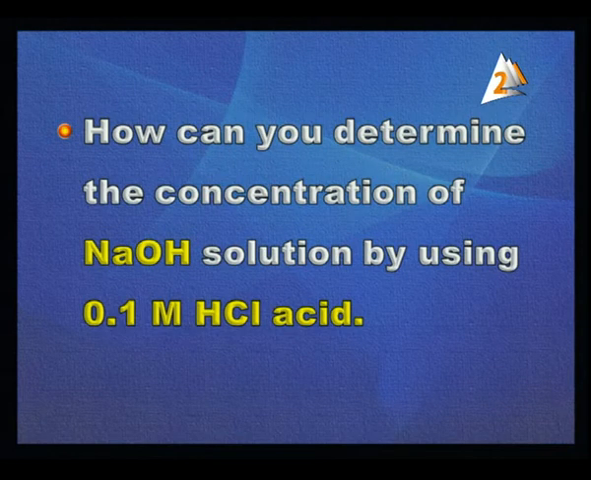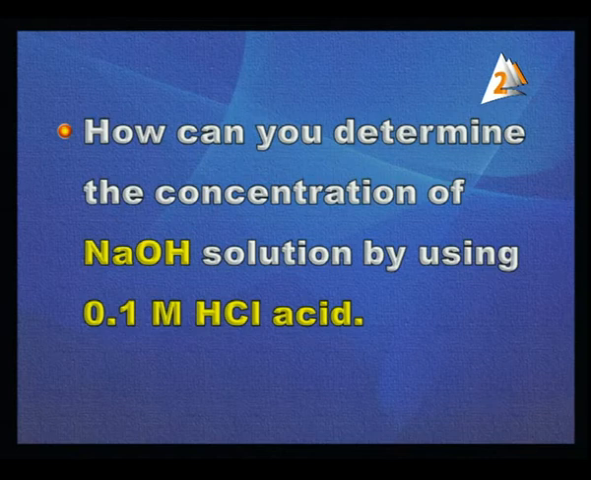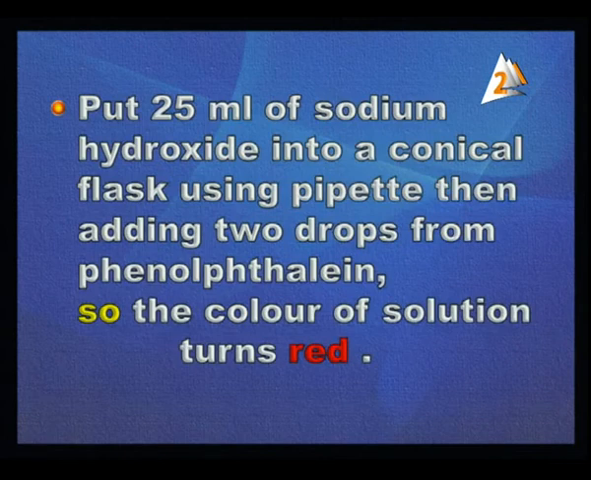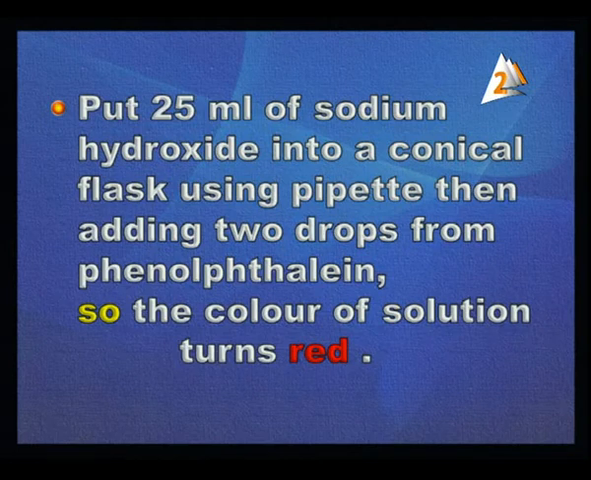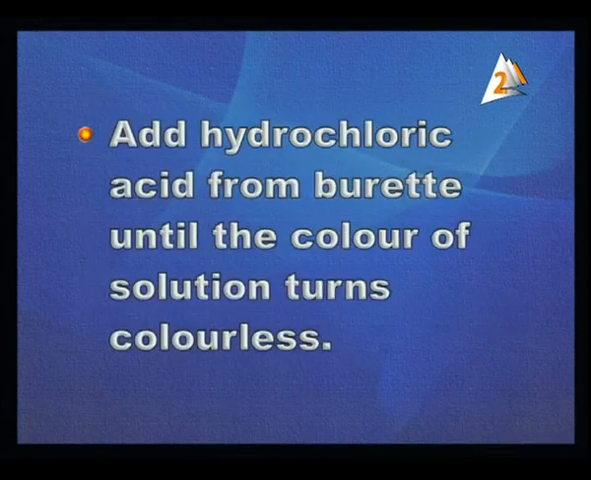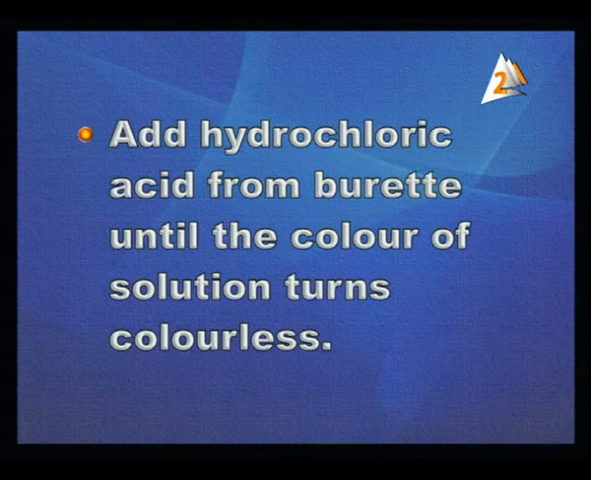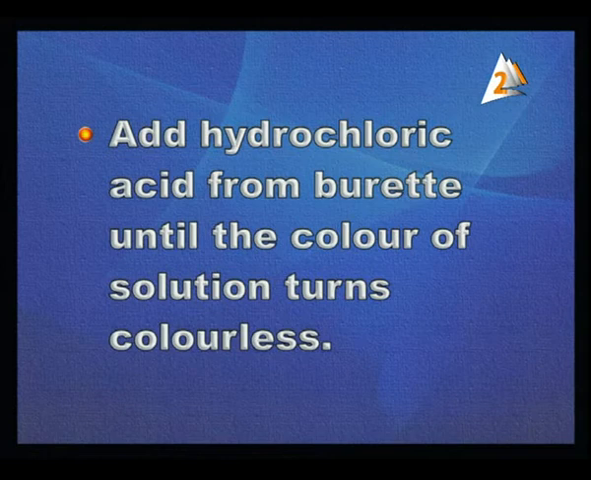Important question. The other one, when I say, how can you determine the concentration of NaOH solution by using 0.1 M HCl acid? Oh, how can you do that? We can say you put about 25 milliliters of sodium hydroxide into a conical flask using a pipette, then add 2 drops of phenolphthalein, you remember? So the color directly will be red. Important to know that. Now, you add hydrochloric acid from the burette until the color of the solution turns into what? Colorless. We know that.